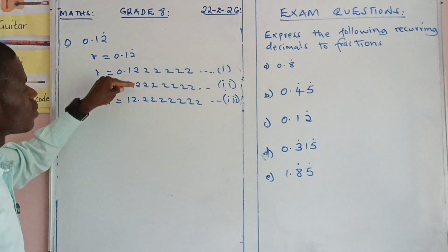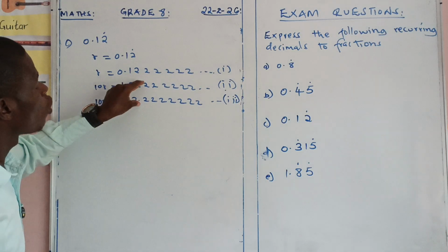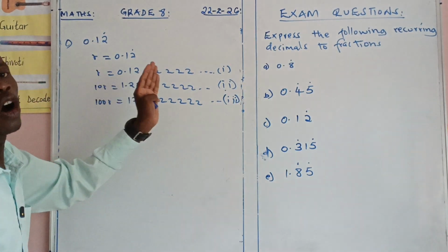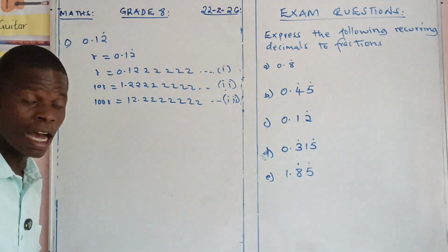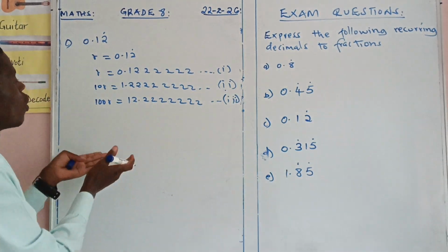So these 2 equations, if I subtract them, what do I get? I'm going to get 0 on the right hand side of the decimal point. And that is what I'm looking for. So there's no need of going further.